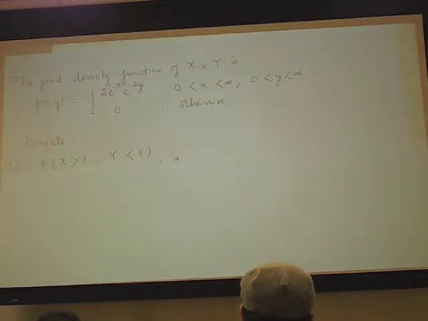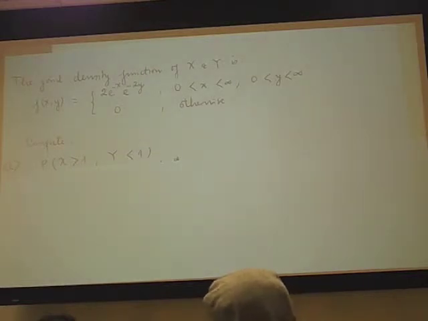Over here, I want to compute the probability of x bigger than 1 and y less than 1. Would you do the double integral? Double integral, exactly. And for x, how do you obtain the limit? Generally speaking, it should be from 1 to infinity, correct? Yes, from 1 to infinity. And then what are the limits for y? 0 to 1, right?